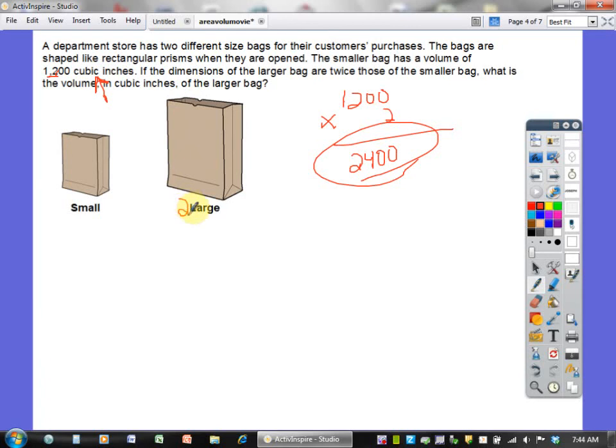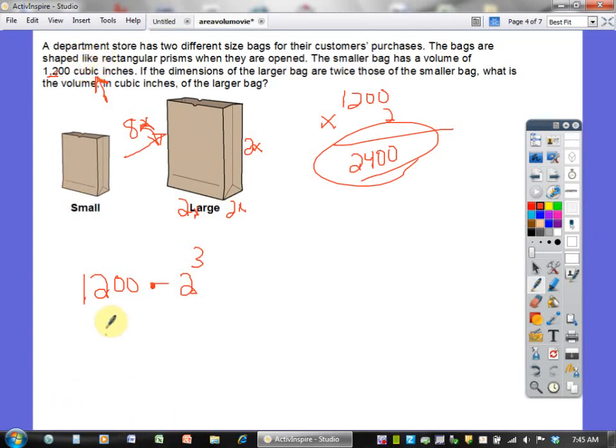We see that this is 2 times larger, this is 2 times larger, and the height is 2 times larger. So in essence, this whole volume is going to be 8 times larger. 2 times 2 times 2 is where I get this number 8. So in order to solve this, we would take the volume of the small sack and multiply it times the scale factor, in this case 2, to the 3rd power, because we have 3 dimensions with volume. And once again, I go back to that unit, cubic inches.